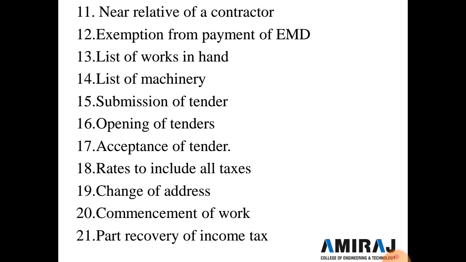Now 18th clause is rate to include all the taxes. So the rate quoted should be for a completed item of work and inclusive of sales tax and royalty and all other central and local taxes existing or that may be imposed in future.